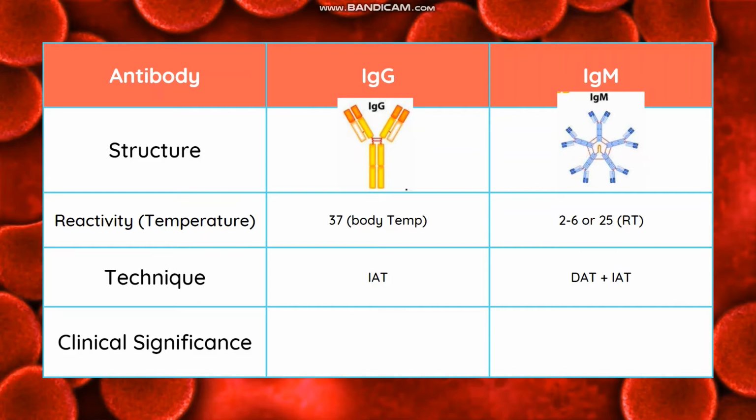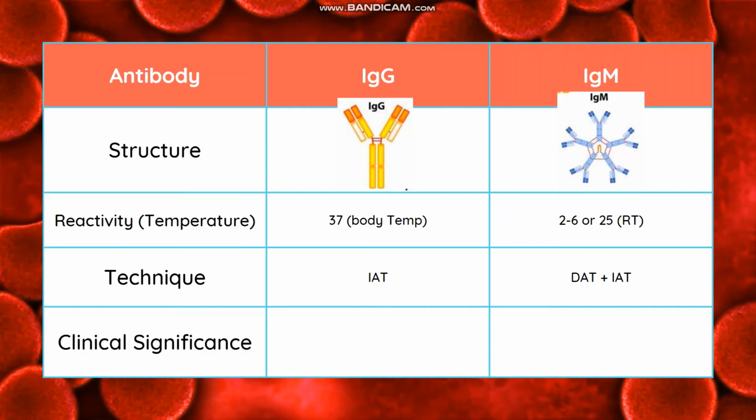We then want to look at the techniques that we would use in the lab to mimic what would happen in the body. So this is how we're actually detecting that there are these antibodies present. For IgG, we tend to use the indirect agglutination technique. IgM, normally we would use the direct agglutination technique, but it's important to note that it can also be detected by the indirect agglutination technique.